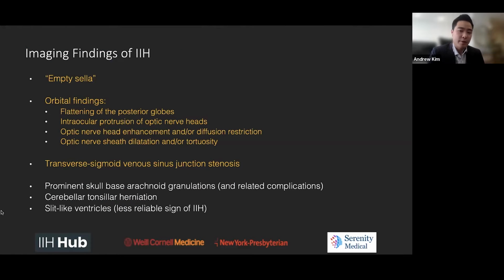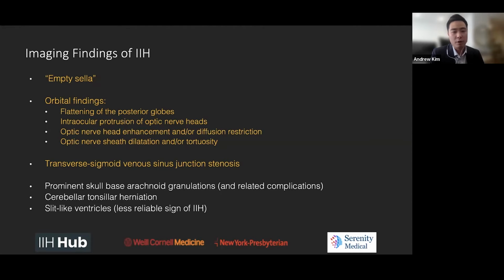So here's a list of the imaging findings that we'll be going through. Some of them are highlighted in orange. Those will be the more common findings that you'll see and that you'll look for in IIH imaging. The third one here, the transverse sigmoid sinus junction stenosis, has been found to be the most sensitive and specific for IIH. A close second will end up being the empty sella, which studies have shown to be in up to 80% of patients, 70 to 80% of patients.